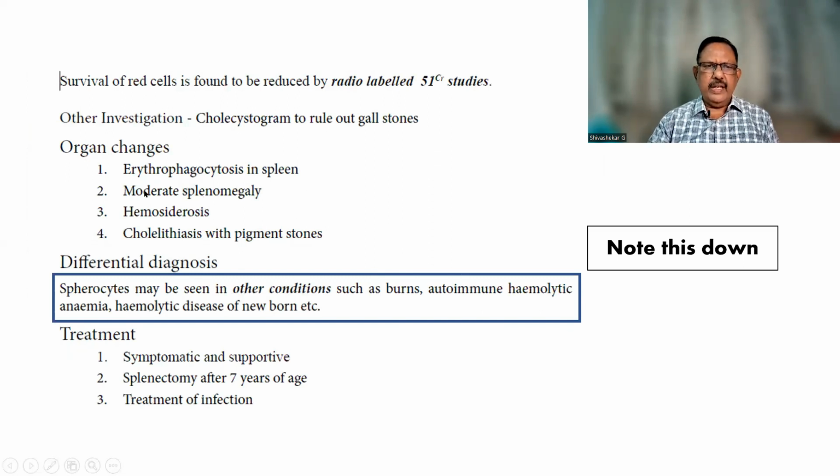The other investigations can be a cholecystogram to rule out gallstones. And for hemosiderosis, etc., a biopsy might be needed. The differential diagnosis for this condition can be, it can also be acquired, as in the case of burns, autoimmune hemolytic anemia, hemolytic disease of the newborn, etc. Otherwise, it is an acquired autoimmune disorder. The treatment will be supportive, splenectomy if it is going to be persistent. And there has to be treatment of the infection. I would like you people to kindly note this differential diagnosis.